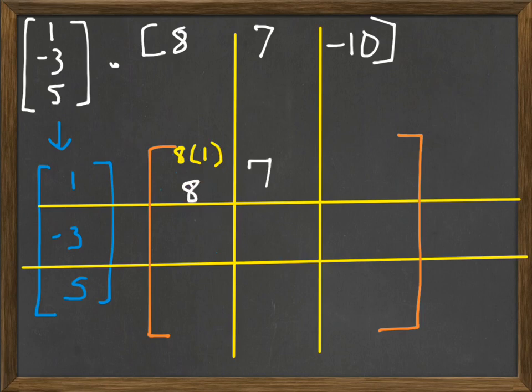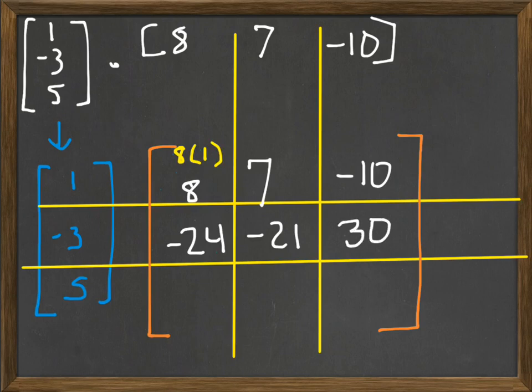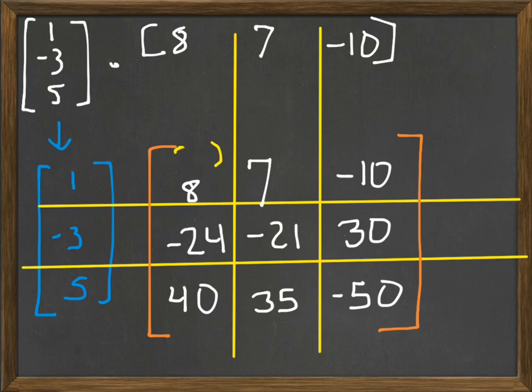So 7 times 1 is 7. Negative 10 times 1 is negative 10. Negative 3 times 8 is negative 24. Negative 3 times 7, negative 21. Negative 3 times negative 10 is positive 30. Let's do the next row. 5 times 8, 40. 5 times 7, 35. 5 times a negative 10 is a negative 50. And that's your answer. What's in white is your answer, and it is written inside those matrices.